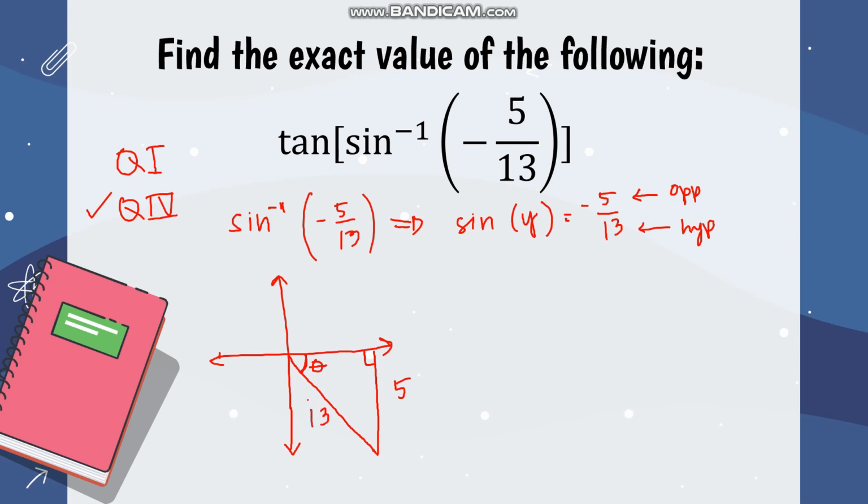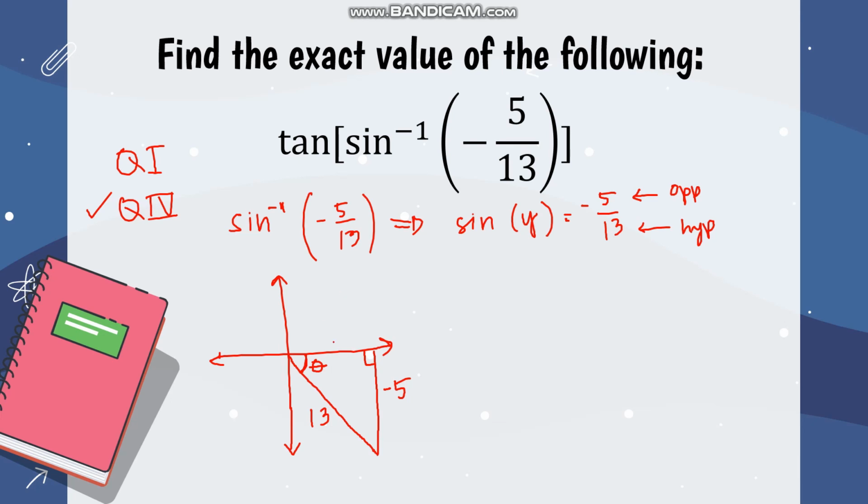Now which one of them is negative? This side right here corresponds to the y-coordinate. So therefore, this one is the negative, because in quadrant 4, the y-coordinate is negative. And also, the hypotenuse should always be positive. So that's one thing that you have to remember.